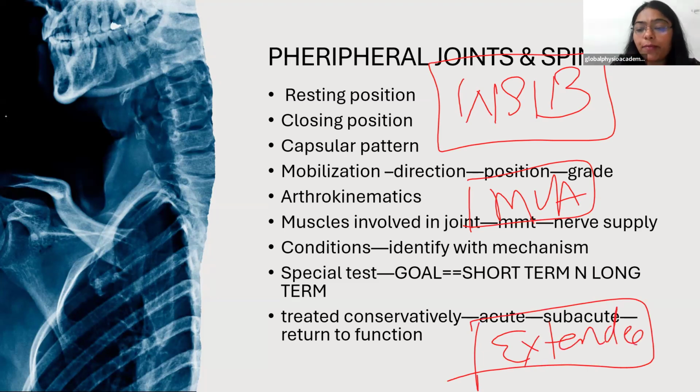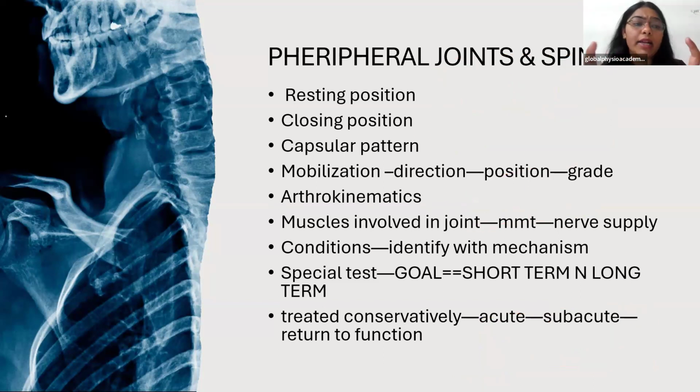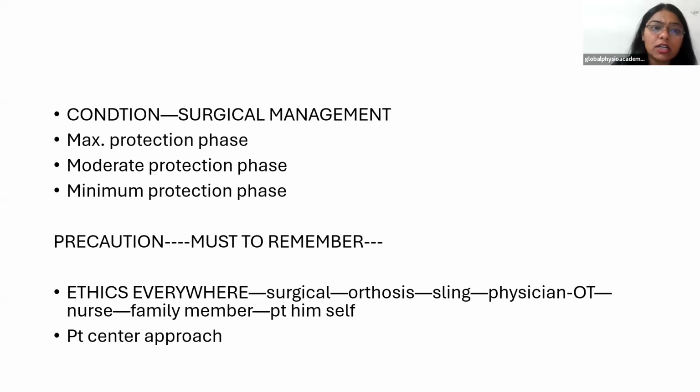Extended health means I am the normal person who comes directly to you. So this is extended health. That is also a different scenario. In ethics, I'm going to cover it. But ultimately, my goal is to make the patient functionally independent. If the condition is surgical or non-surgical: rotator cuff repair, shoulder arthroplasty, elbow arthroplasty, flexor tendon injury, extensor tendon injury, THR, TKR, any surgical. Maximum protection phase, moderate protection, return to function.